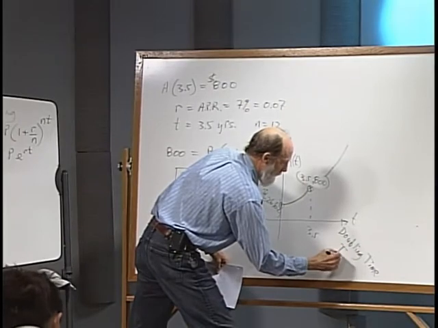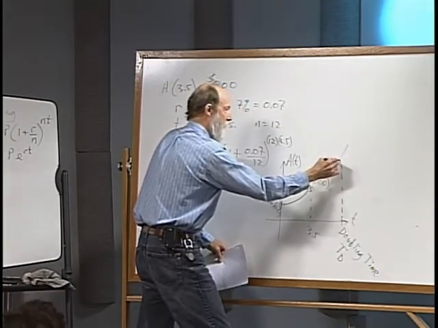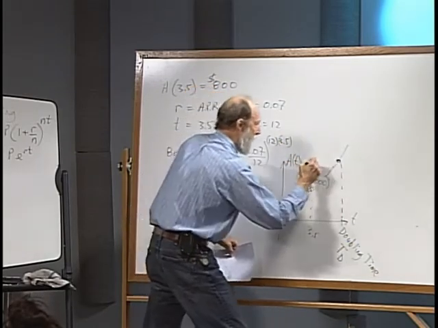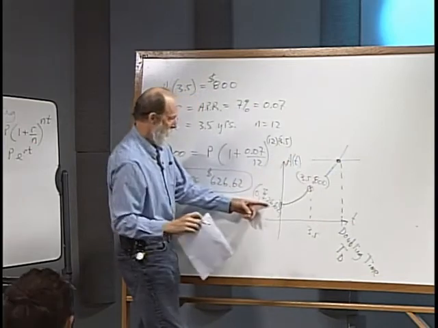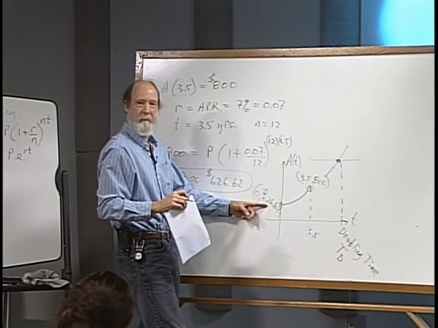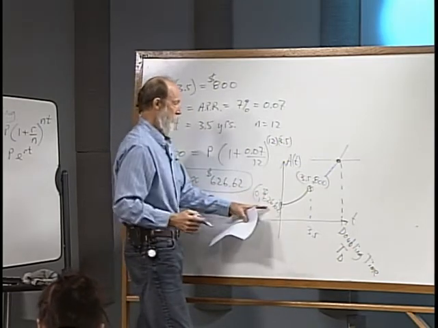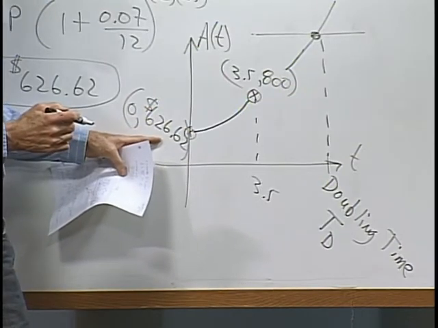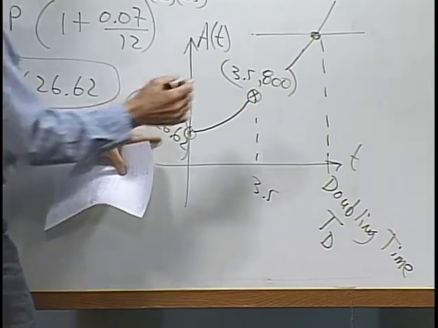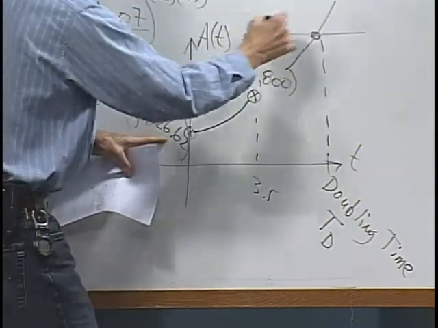And I'm going to label that T sub D. What's going to happen is we want to end up here at a height of double the initial value. Okay? So how would we do the math to figure that out? We want to figure out this doubling time, this height right here, this amount of money.